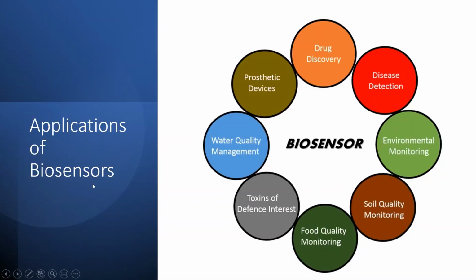Now let us see some applications of biosensors, that is drug discovery, disease detection, environmental monitoring, soil quality monitoring, food quality monitoring, toxins of defense interest, water quality management, and prosthetic devices. You might think, what are prosthetic devices? They are something like artificial limbs and so on that are required for disabled people.